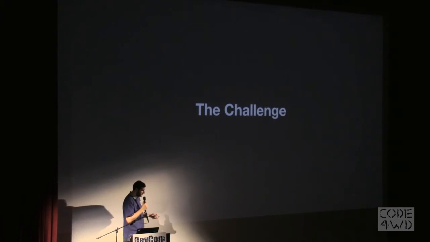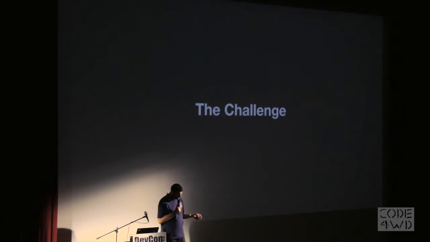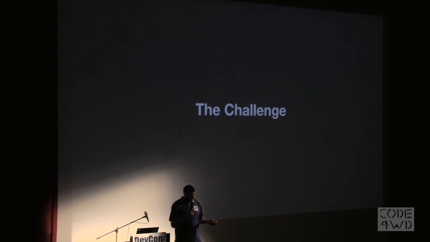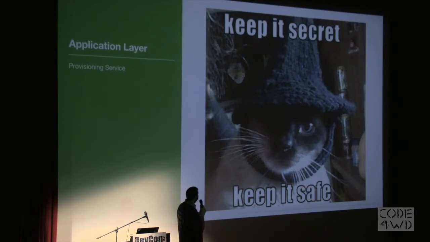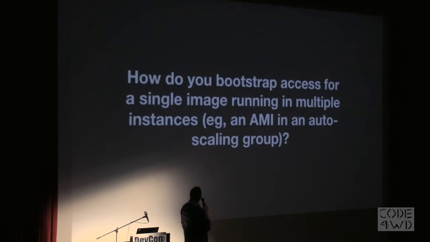So the service, the provisioning service. The challenge of building such a thing is keep it safe, keep it secret. How do you bootstrap access for a single image running in multiple instances, or in AWS speak, let's say you have a single AMI that's in an auto-scaling group, how do we bootstrap that kind of access?